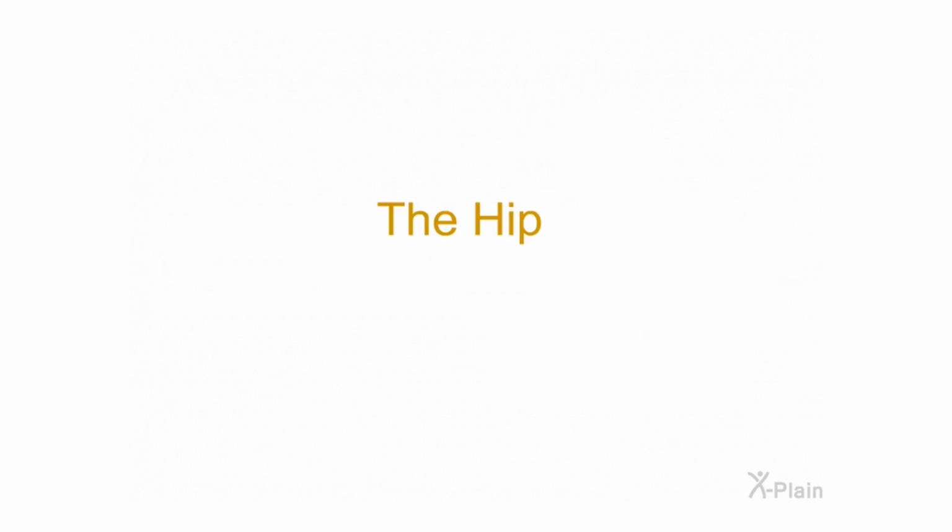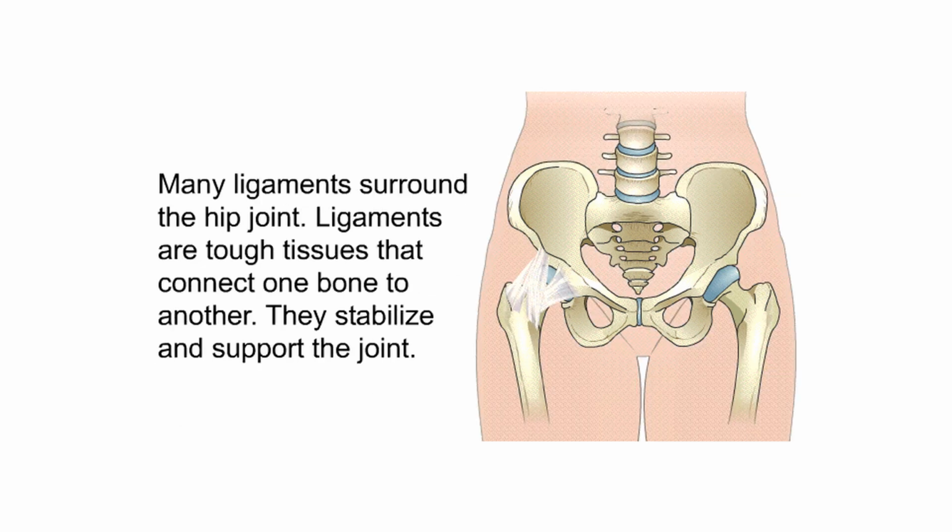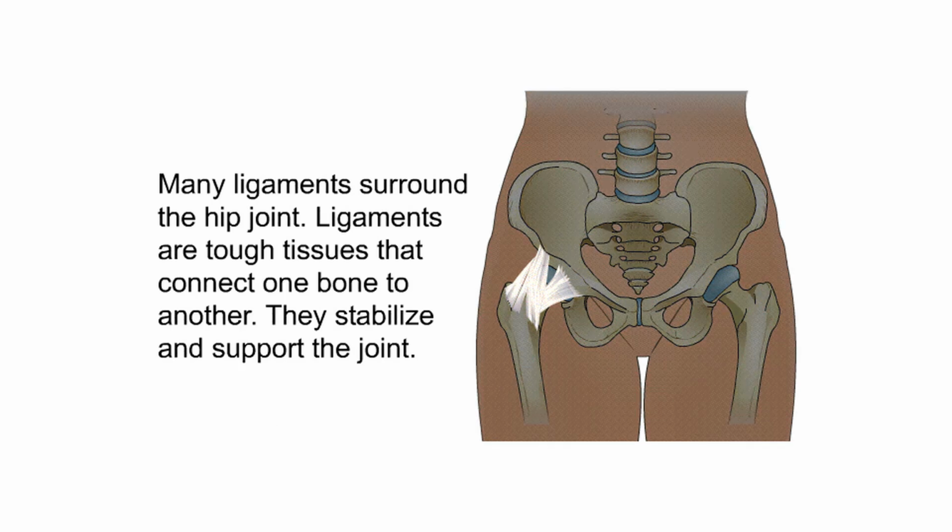The hip. The hips are the largest ball and socket joints in the body. Ball and socket joints are named for the ball-like top of one bone moving in a cup-like space of the other bone. The surfaces of the ball and socket should be smooth and allow painless movement. Many ligaments surround the hip joint. Ligaments are tough tissues that connect one bone to another. They stabilize and support the joint.